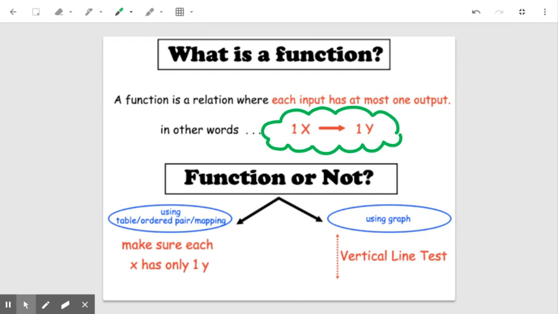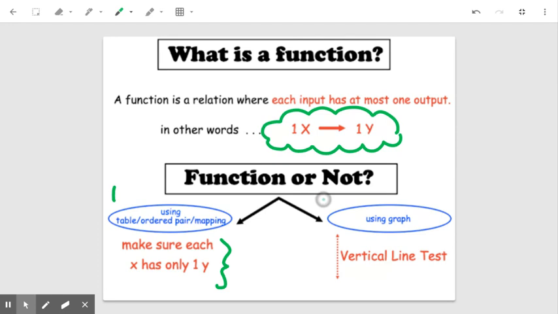So when we go to decide if something is a function or not, there's kind of two ways we can do that. One way over here is if we look at a table, ordered pair, or mapping. If we use one of those representations to decide if something's a function, all we have to do is visually look at the numbers and make sure, like this says, that each x has only one y. That's all we have to look for. And we're going to do an example in a minute.